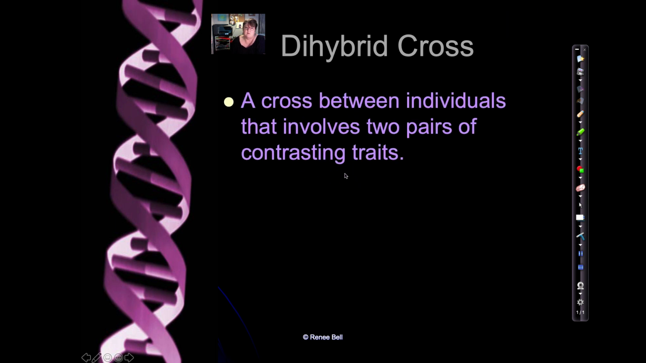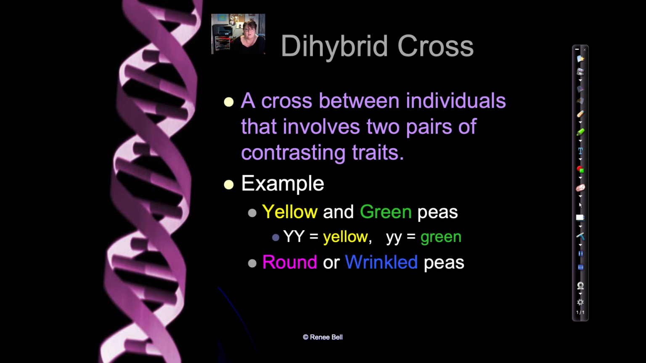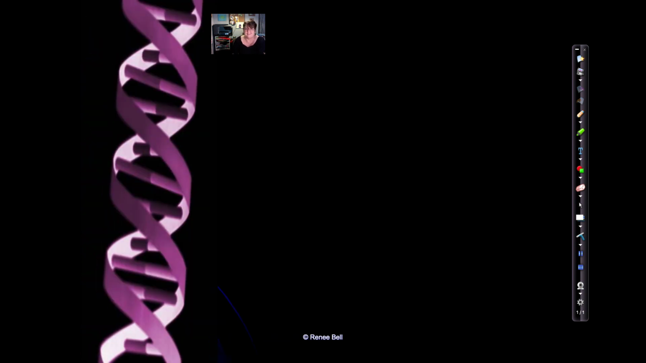Okay, so the first thing we want to look at is make sure you understand that we're talking about two traits, which means we have two alleles for each trait. And if we're looking at two traits, we should end up with 4 alleles. So if we're looking at yellow and green peas, yellow is dominant to green, and then we're also going to look at texture. So we would have round or wrinkled peas. So yellow and green and round and wrinkled are the two traits that we're going to look at today for notes.